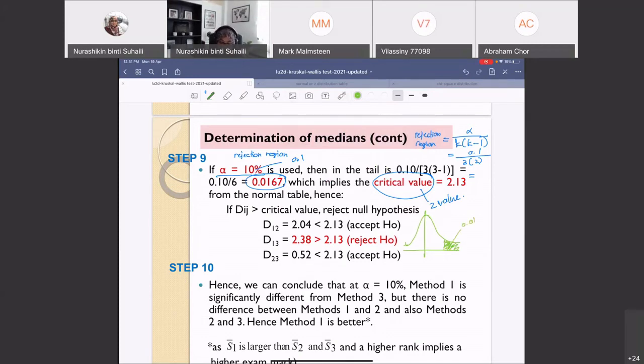It's given by 0.0167, the tail area or rejection region. So you know it's 0.0167, and you have to find what the Z value is at that point. You have to find what this area is first, right? This one is equal to 0.5 minus 0.0167.